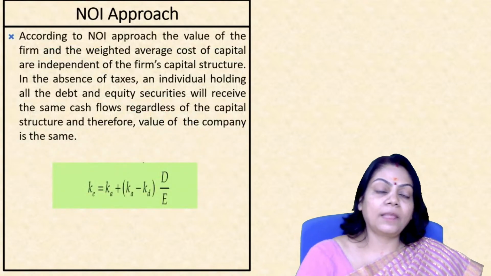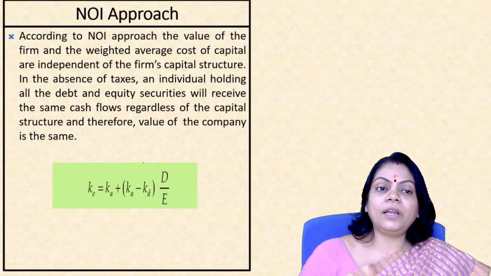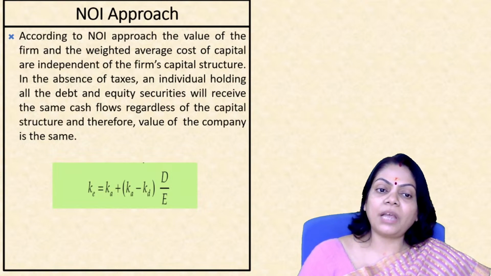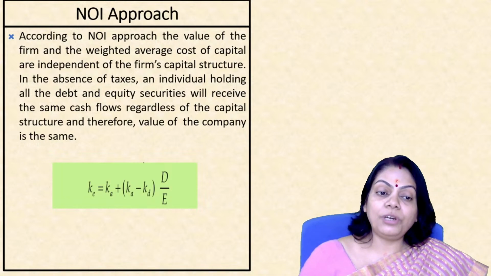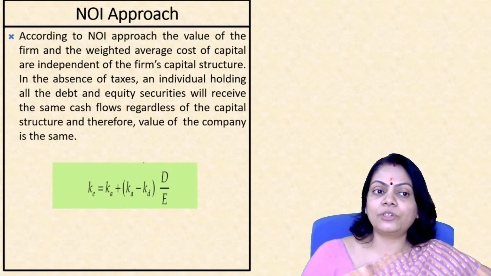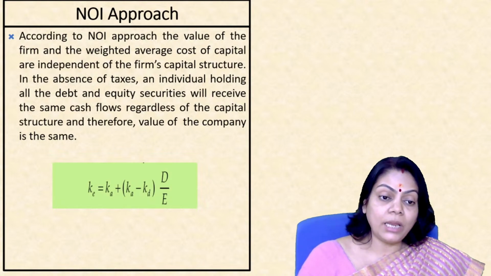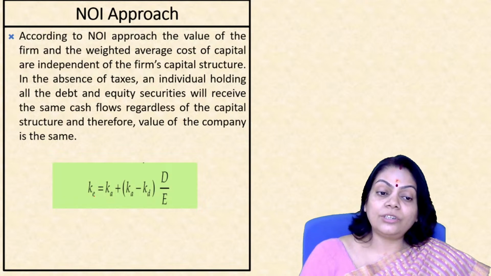Now the net operating income approach says that the value of the firm and the weighted average cost of capital are independent of the firm's capital structure in the absence of taxes. An individual holding all debt and equity will receive the same cash flow regardless of the capital structure, and therefore the value of the company is the same. As I said, this is an irrelevant approach, and net operating income believes that the firm value will remain constant. For them, the value of the firm and the weighted average cost of capital are independent of capital structure.